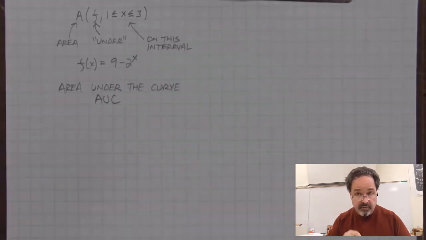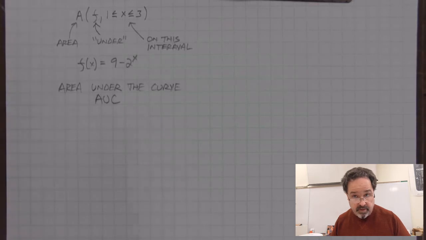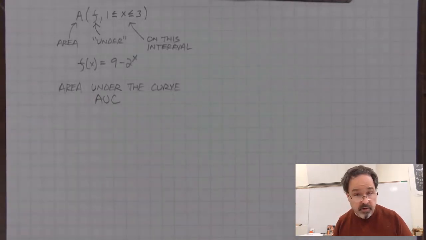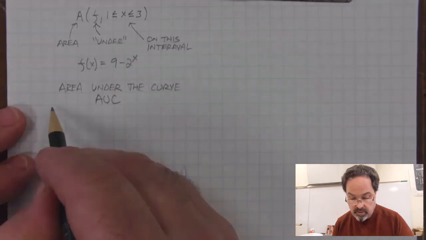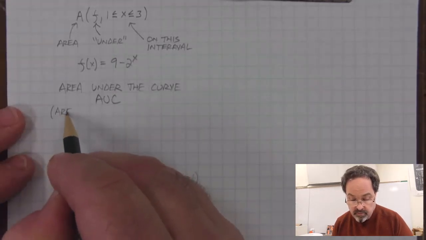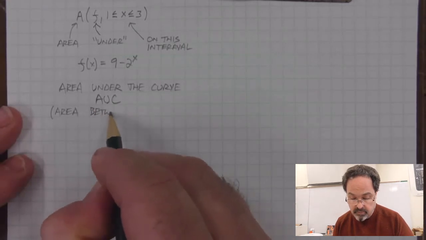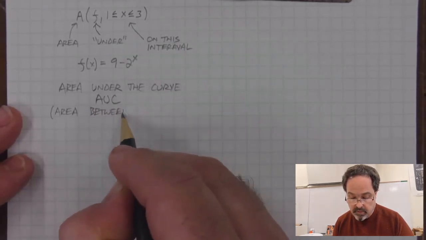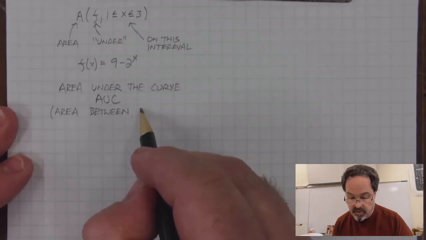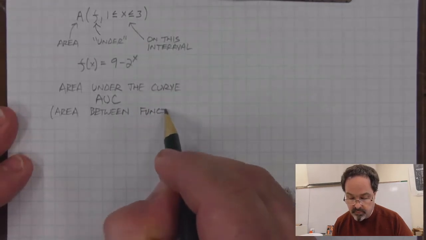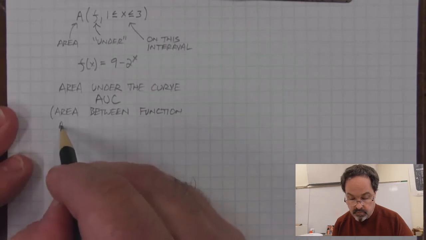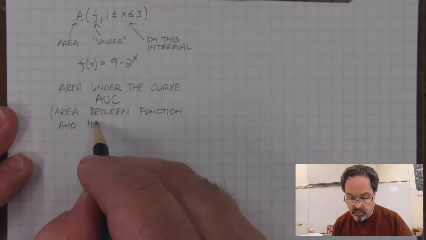And I put under in quotes because it's a little confusing. If we had a function, technically the area under that function is infinite because we can think of all of the area down to negative infinity. But what we really mean by area under the curve is the area between the curve of a function and the x-axis. AUC means area between the given function and the horizontal axis.